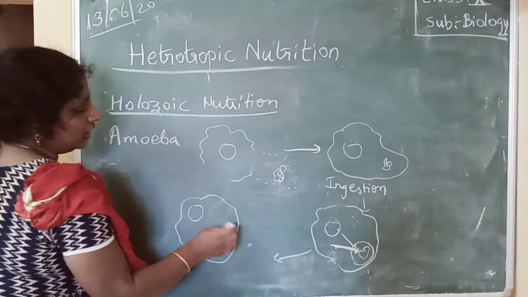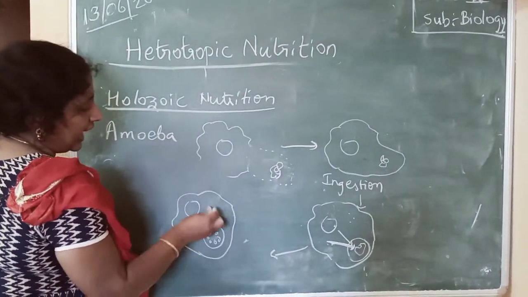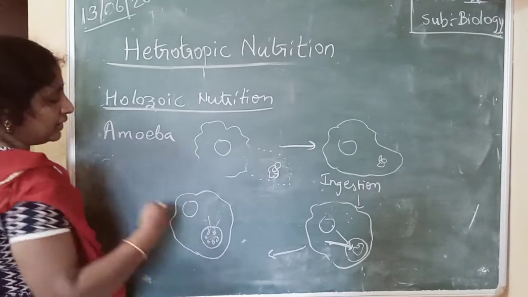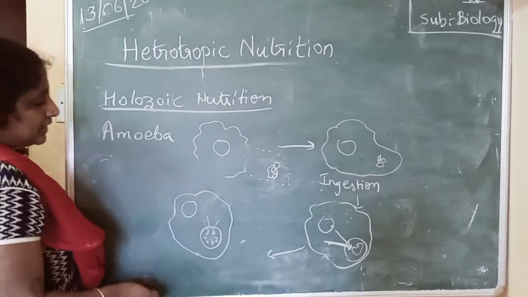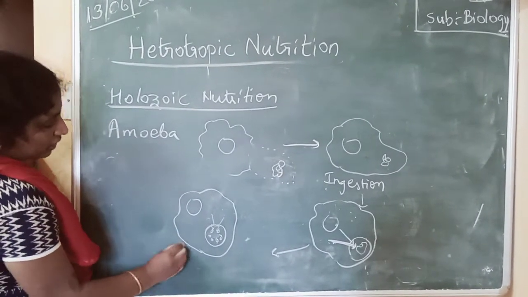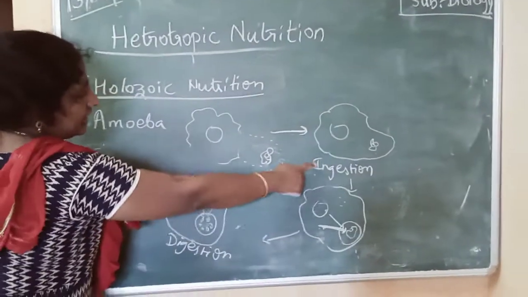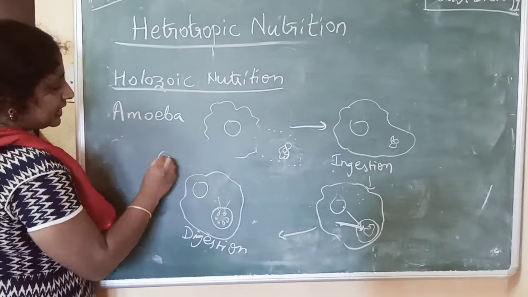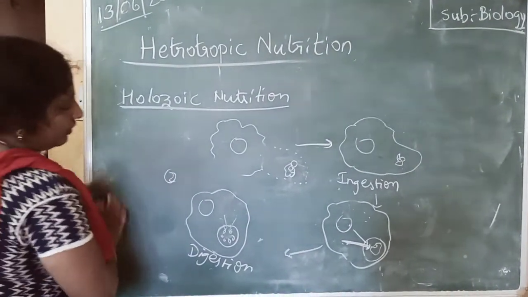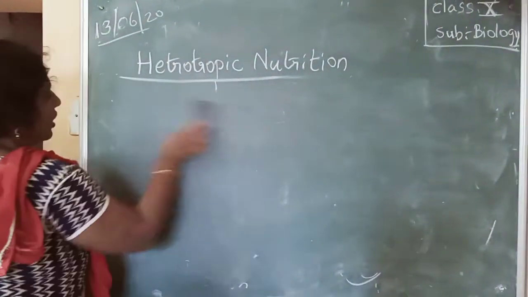Okay, so after entering, the food vacuole is formed, enzymes from the cytoplasm enter and the food is broken down into smaller particles. This step is called digestion. So the first step is ingestion, the second step is digestion. Now coming to the third step. After digestion, what happens?